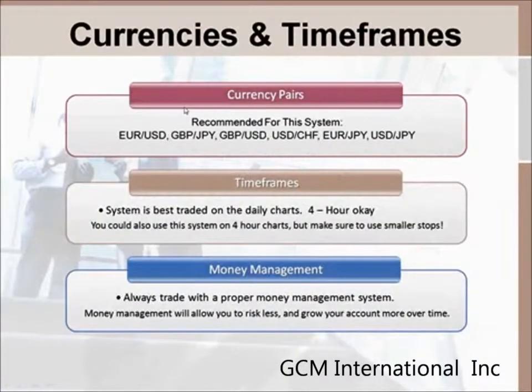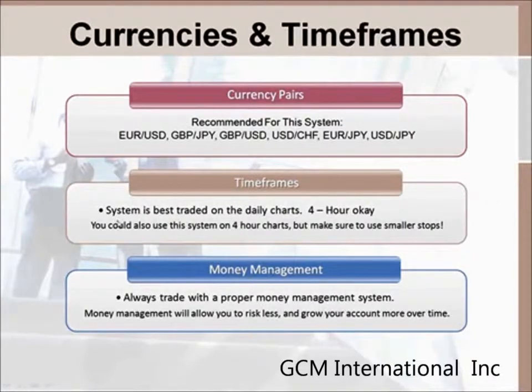So let's just start with currencies and time frames. The currency pairs that will work well with this system include the euro US dollar, the British pound Japanese yen, the British pound US dollar, the US dollar Swiss franc, the euro Japanese yen, and the US dollar Japanese yen. Any of those currency pairs will work well with this system. Since it's a trend system, it can easily be extended to other currency pairs, but when you're just starting out, use one of these to get started. It will help you learn it faster, and these currency pairs tend to trend for longer periods of time.